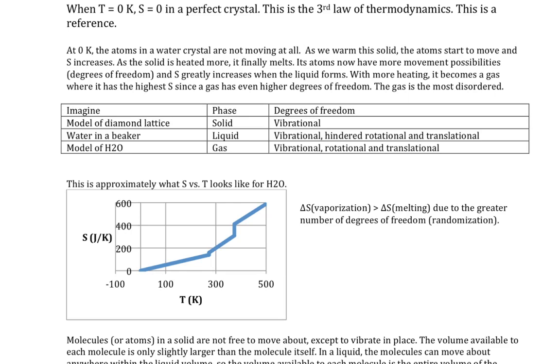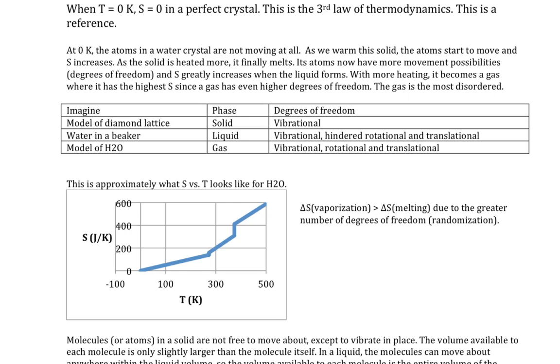At 0 K, S is 0. So at 0 K, the atoms in a water crystal are not moving at all. As we warm this solid, the atoms start to move and S increases. They just have more ability to move about and become disordered. As the solid is heated more, it finally melts. Its atoms now have more movement possibilities. We call those movement possibilities, the rotation, the vibration, the translation, we call those degrees of freedom.